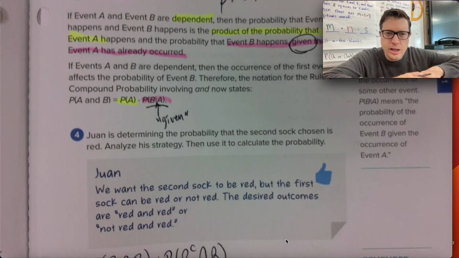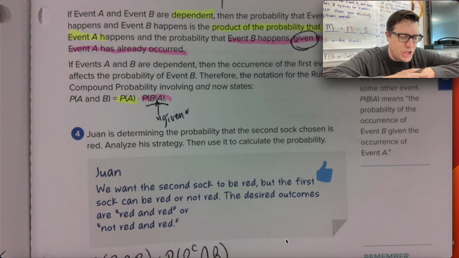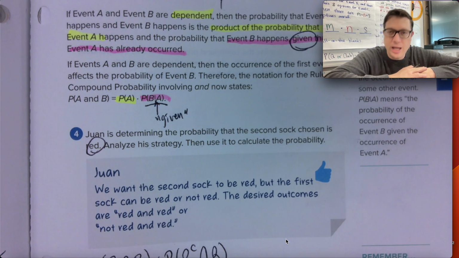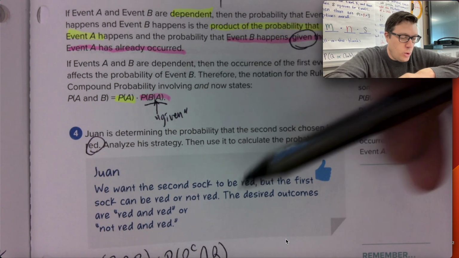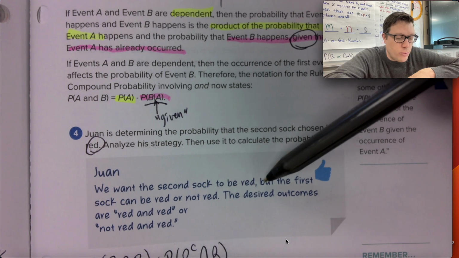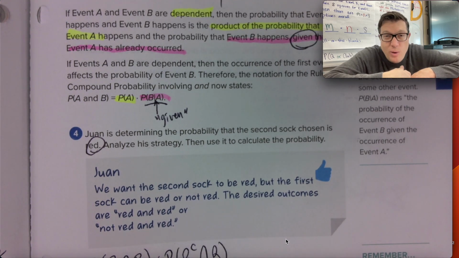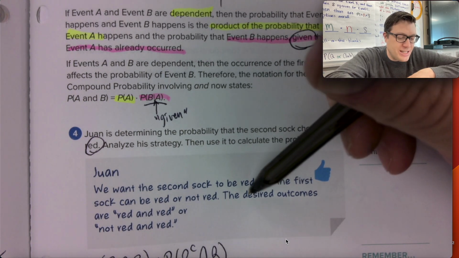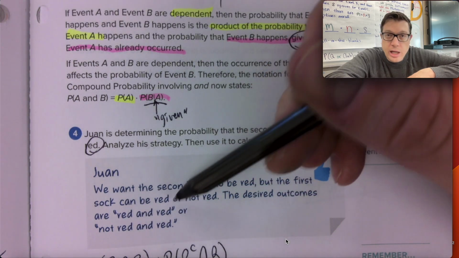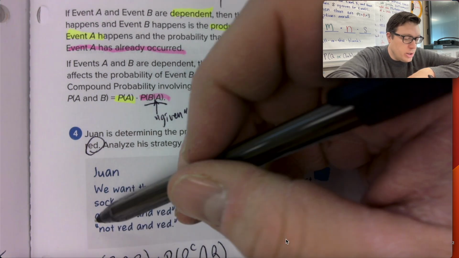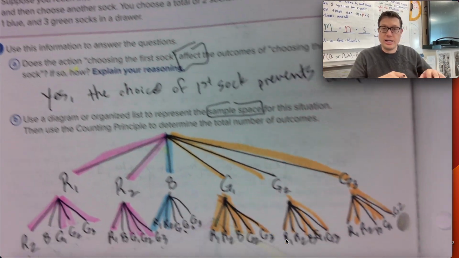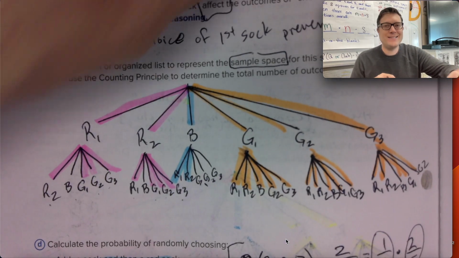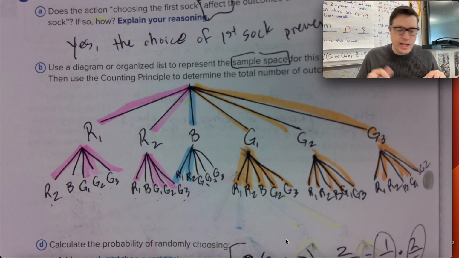Juan is determining the probability that the second sock chosen is red. Analyze his strategy, then use it to calculate the probability. Juan says, we want the second sock to be red, but the first sock can be red or not red. Therefore, the desired outcomes are red and red again, or not red and then red. If we use that logic with the tree diagram, I'm going to count all of the possible second sock red outcomes.